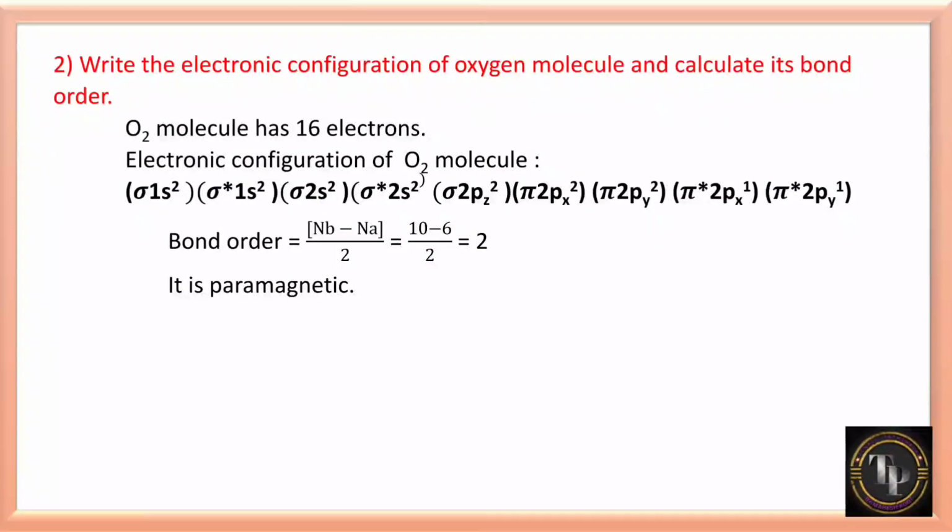It is paramagnetic because in the last orbital, if you carefully observe, there is one electron. That means there is an unpaired electron present, hence it is paramagnetic.